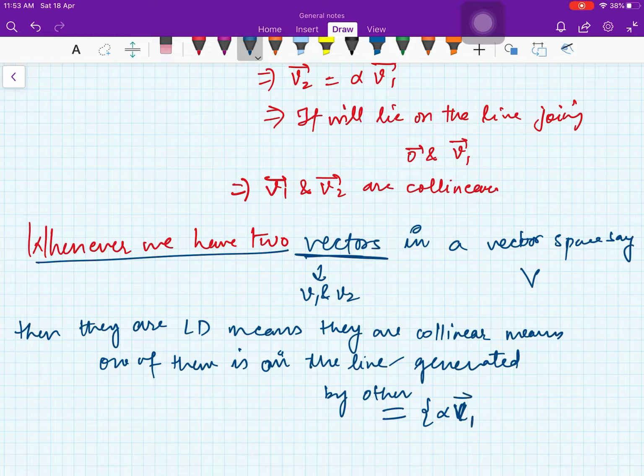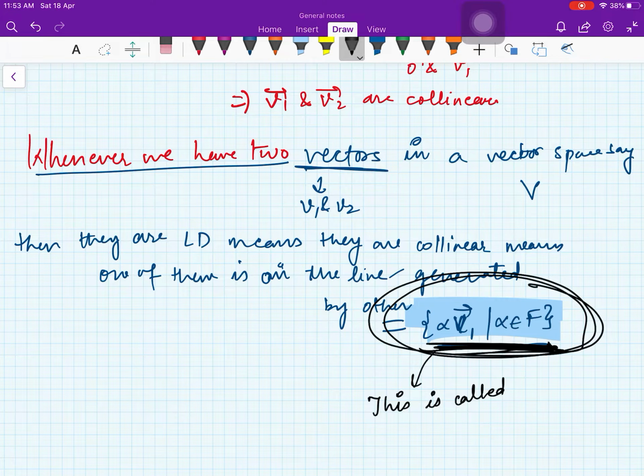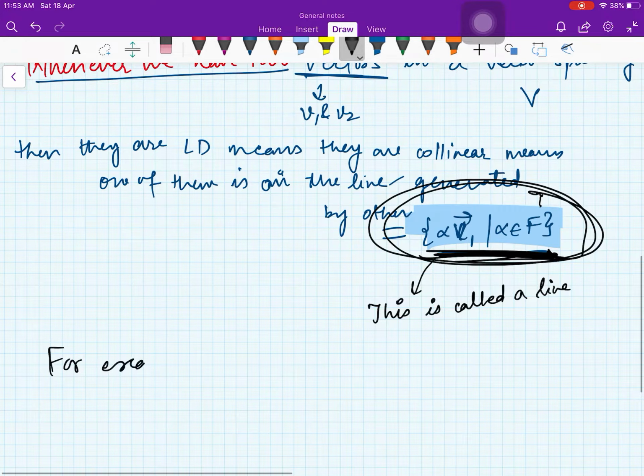And the line generated by the other looks like alpha times whatever the other vector is, say v1, where alpha is from your field. So we call this thing a line generated by v1. In R2 this actually is a line, in R3 also this is a line, but in other vector spaces, for example the space of polynomials, this quantity may not represent a line, but we call it a line because of the terminology from R2 and R3. This is called a line.